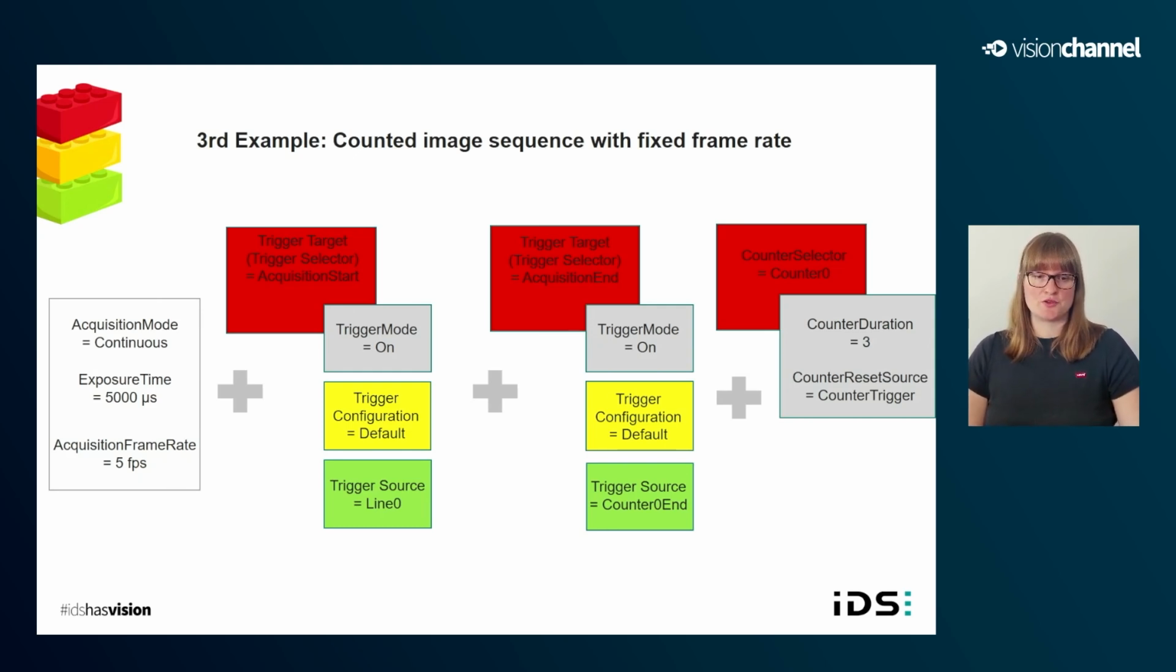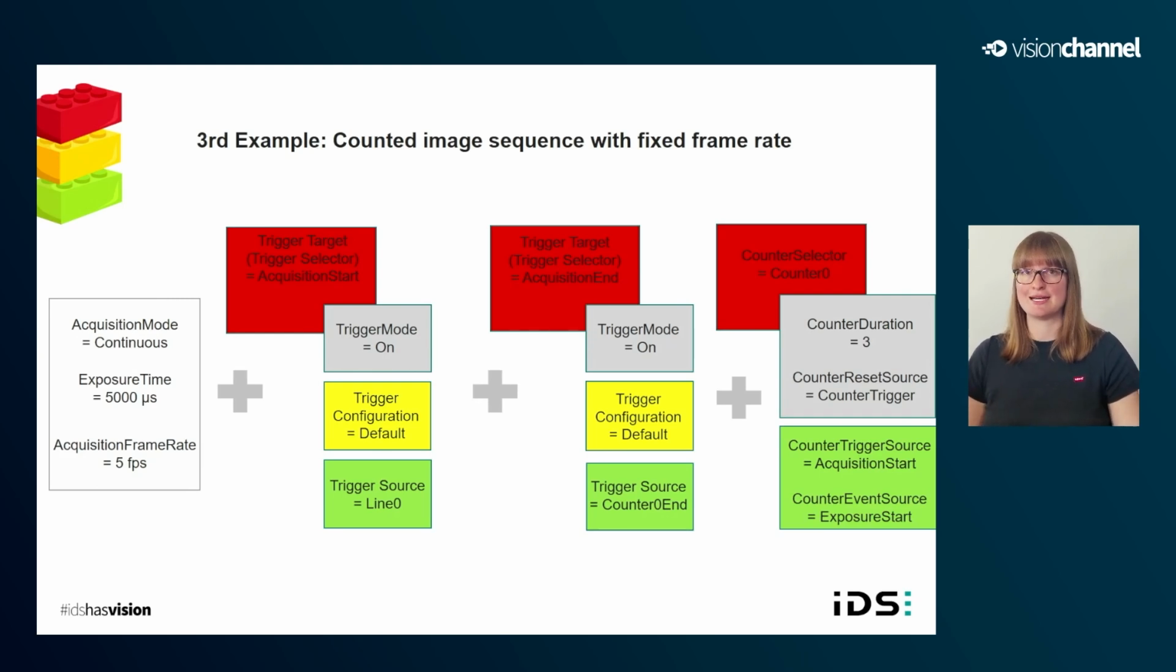We choose the counter trigger as reset source, so the counter will reset itself after it is done and we don't have to perform an extra step. Now we have to define the source that will trigger the counter to be activated. This is the acquisition start of the camera. The counter event source is the event that lets the counter count up. In our case, we want to count up when an image is taken. So exposure start is the right thing to choose here.